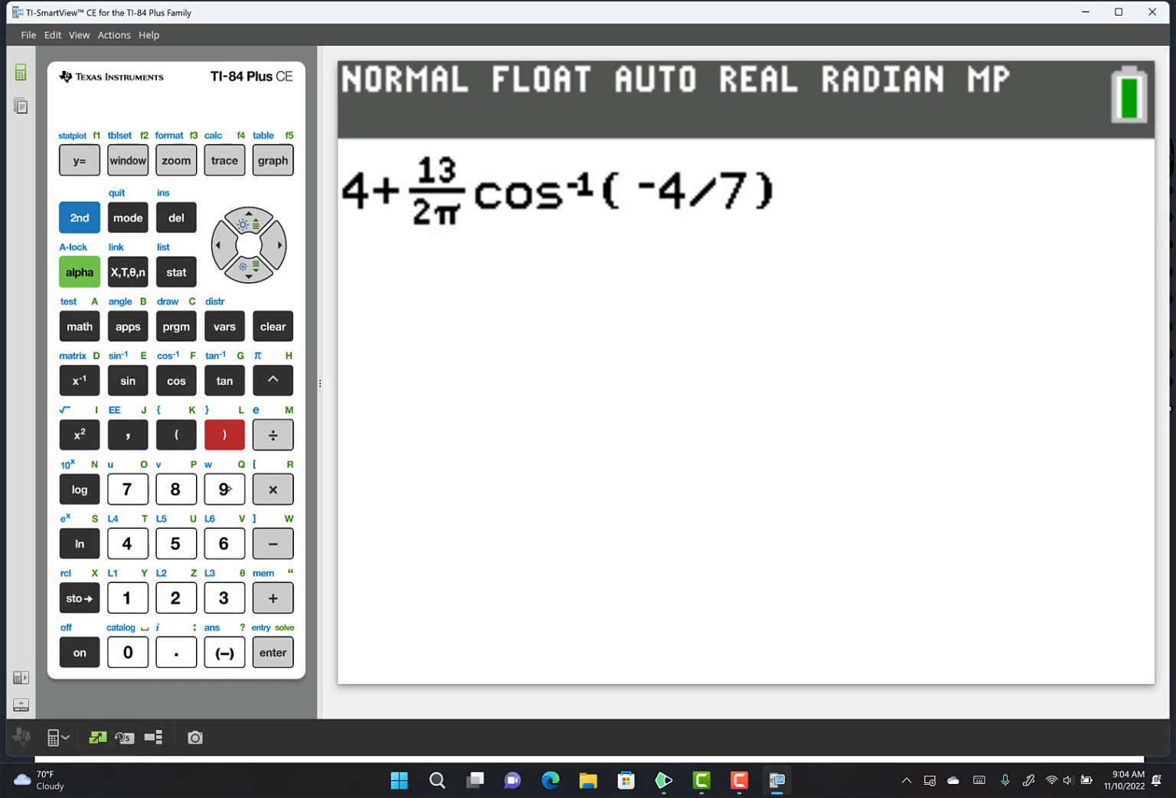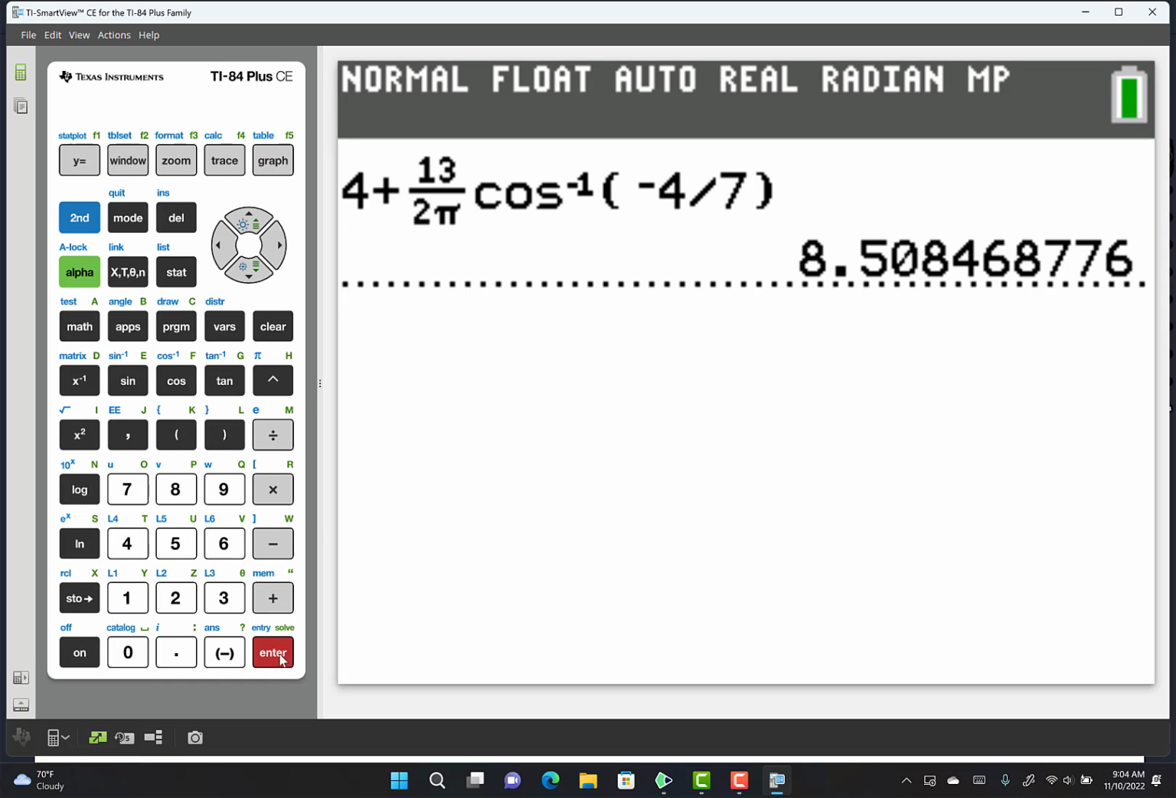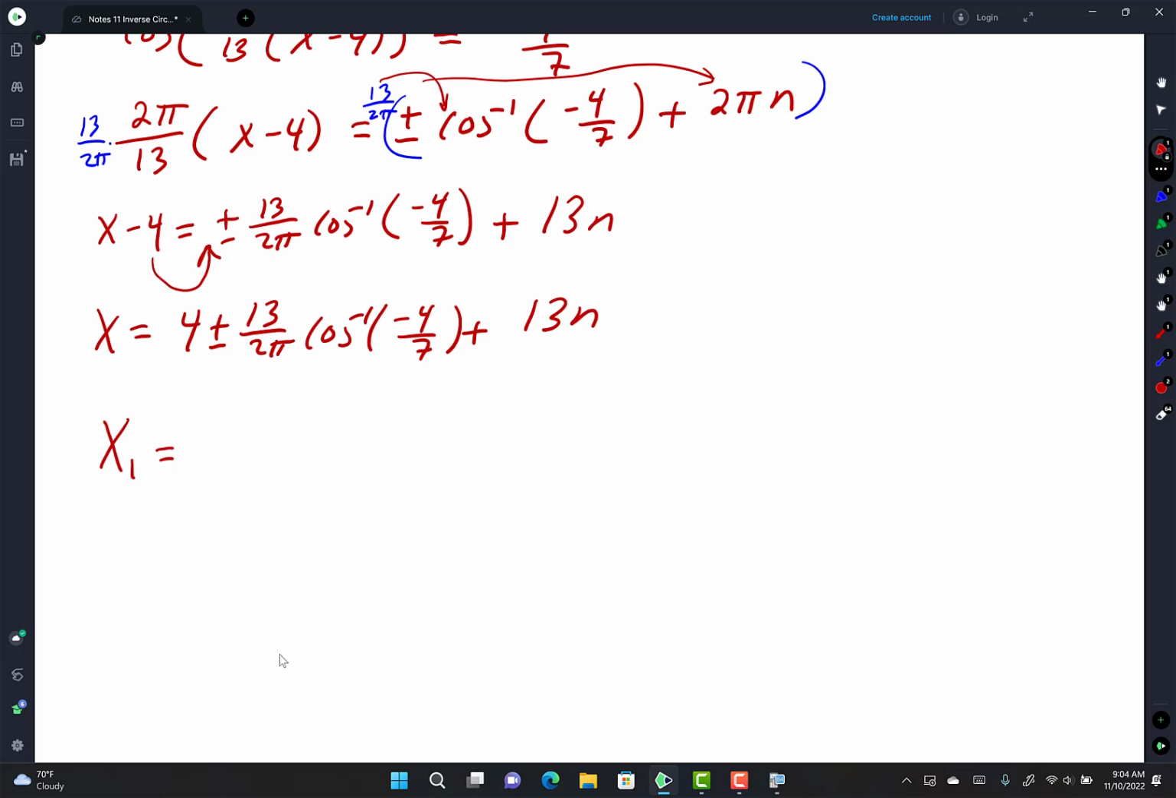Do not put plus 13n. Just to there. Push enter. I got 8.508. Is that what you guys got? Okay, so I'm going to write x1 is 8.508 plus 13n.